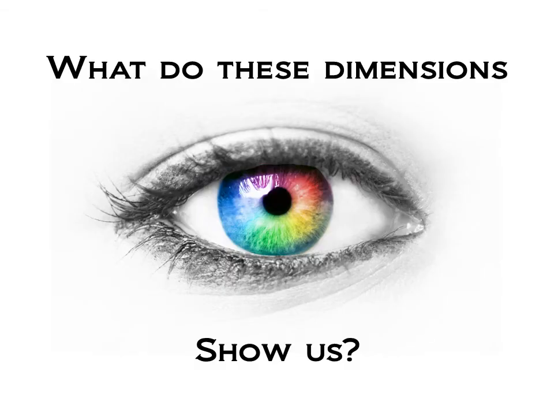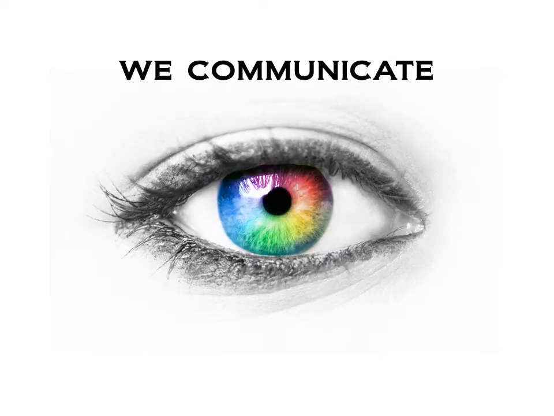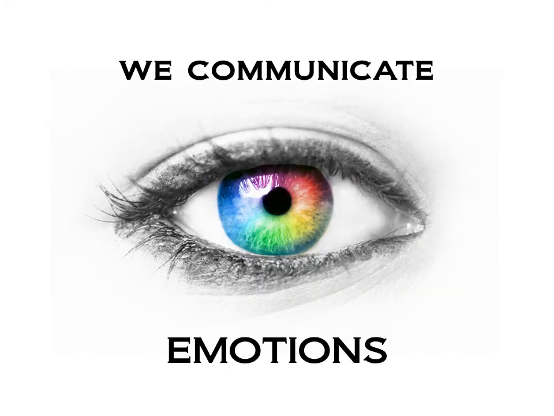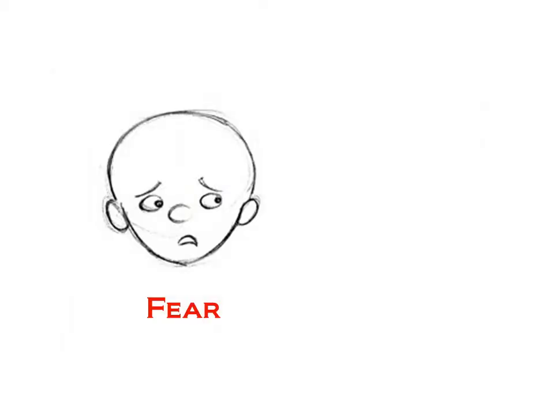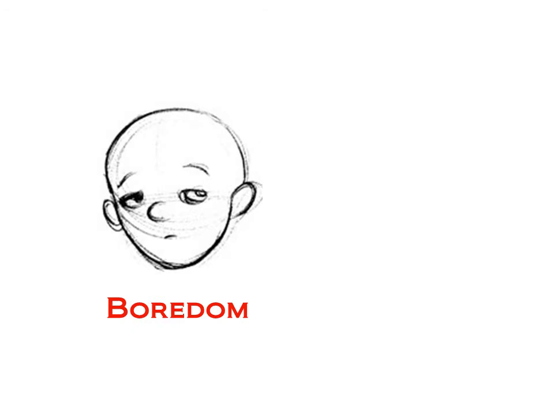But what do these dimensions exactly show us? Schwartz, Kirson, and O'Connor dug a little deeper and identified many different human emotions and examined how our eyes assist us in communicating these emotions. They looked at fear and noticed that eyes can be wide or looking downward, or even closed sometimes. They also looked at anger, and noticed that eyes are usually glaring or wide open. Boredom, they noticed that eyes are not focused or focused on something else.